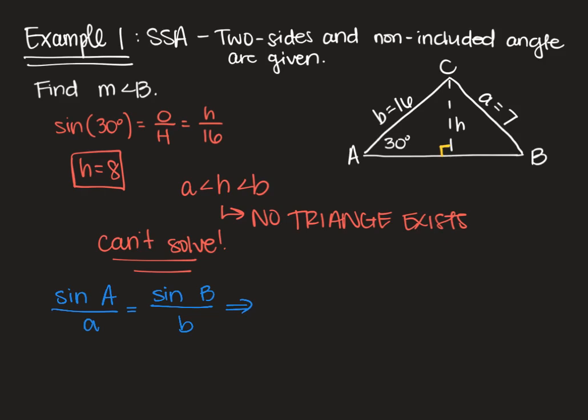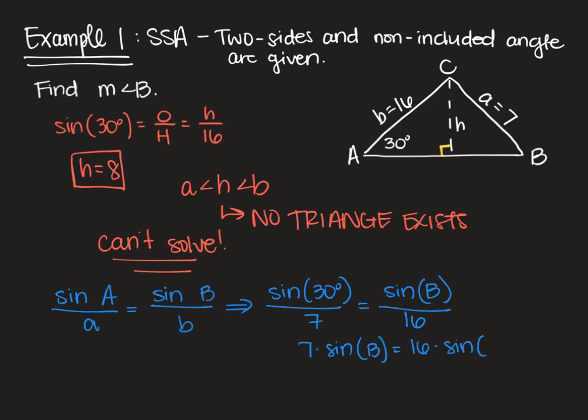Now substituting everything in, we're going to write this as sine of 30 degrees, because that's angle A, over the length of side A, which is 7. That's equal to sine of angle B, and we don't know the measure of angle B yet. That's what we're going to solve for. And then over side length B, which is 16. Then we're just going to cross multiply, so we get 7 times sine of B equals 16 times sine of 30.